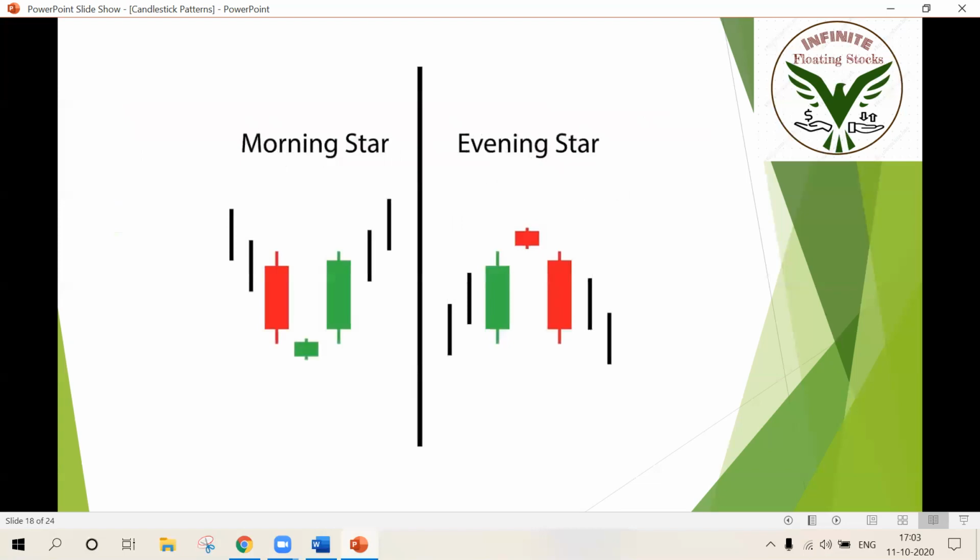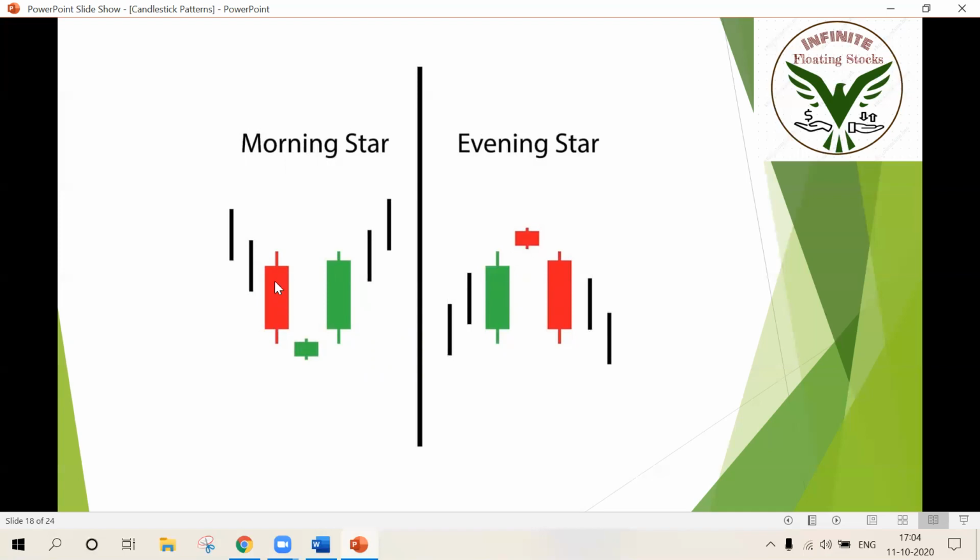Now see, here is the pictorial representation of morning star and evening star. This is how it looks. This is the first candle, this is the second candle, and this is the third candle. The bodies of the first and third candles are above the body of the second candle. In this scenario, this is the evening star pattern. In the other pattern, the bodies of the first and third candles are below the body of the second candle.